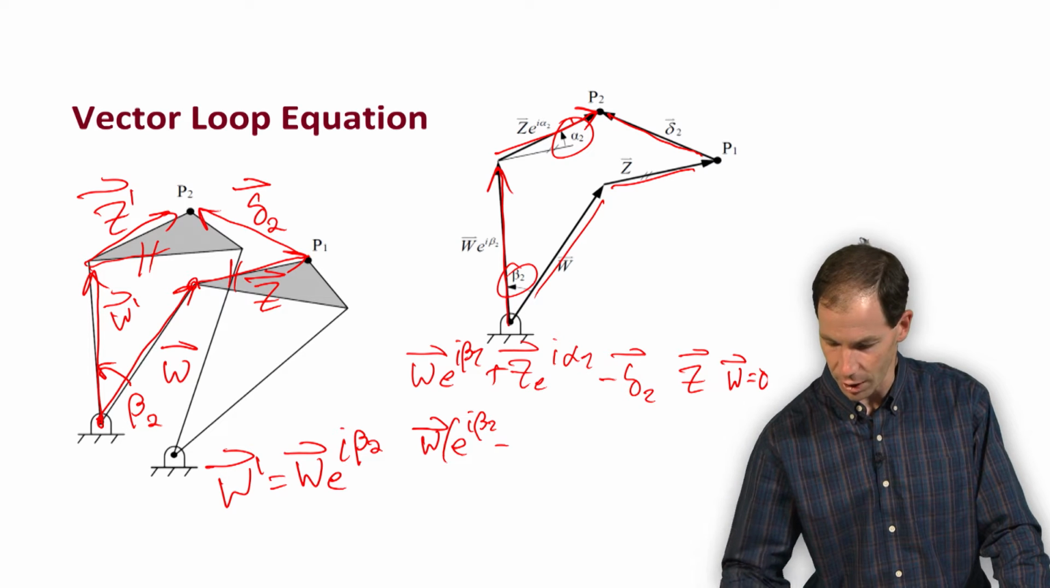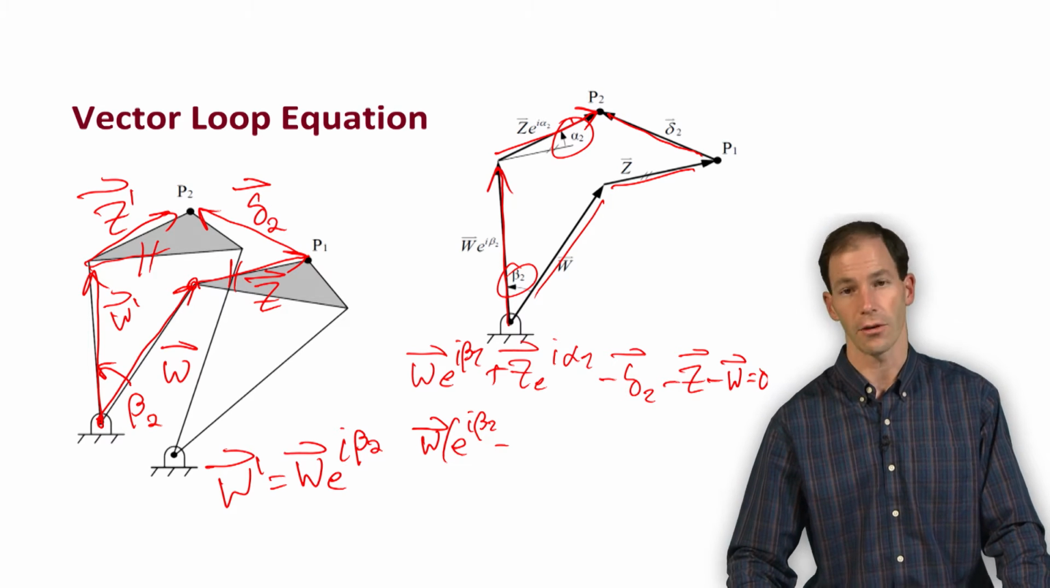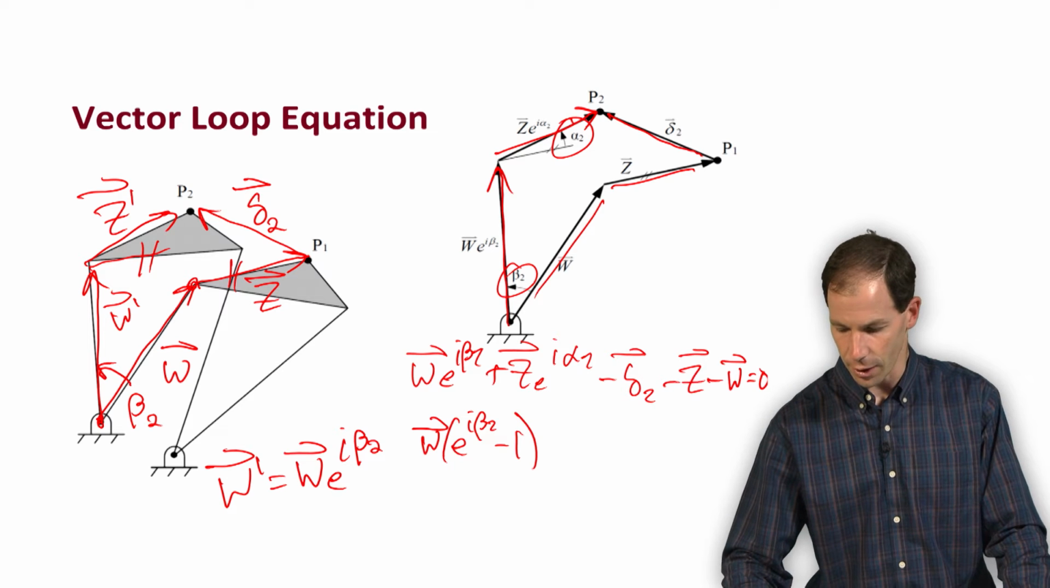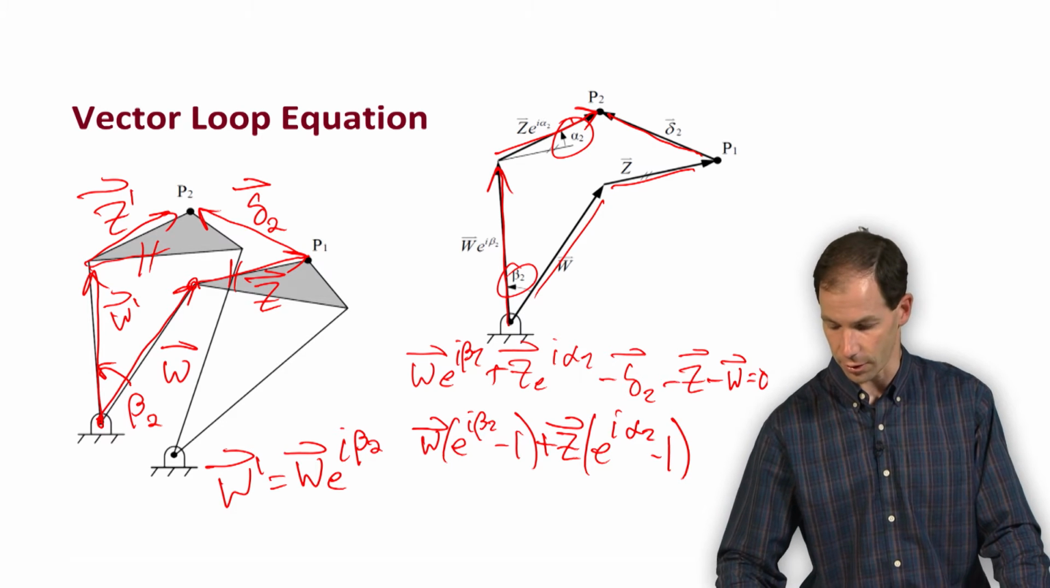Let me subtract off Z and W. So I've got minus Z minus W because I'm coming from tip to tail. So I've got e to the i beta 2 minus 1, and then I'm adding to this Z times its rotation operator e to the i alpha 2 minus 1, and then I throw the delta vector over to the other side of the equation, and I get delta 2.